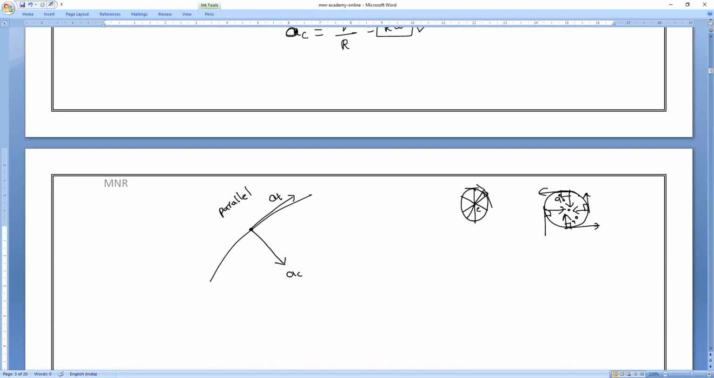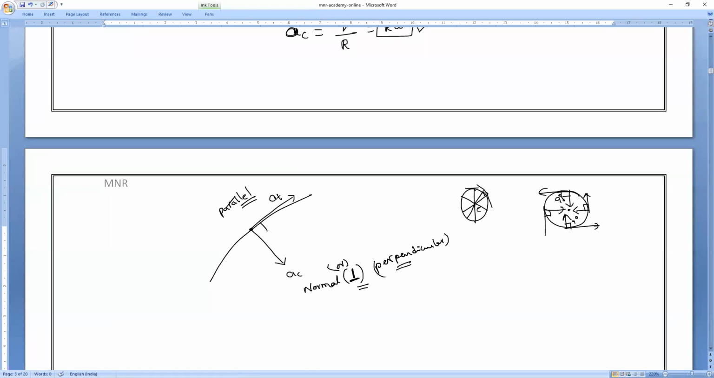So always tangential acceleration acts parallel and centripetal acceleration acts how? Normal to the surface. Normal or perpendicular to the surface. That is what you have to remember. So always tangential acceleration is parallel and centripetal acceleration is perpendicular.